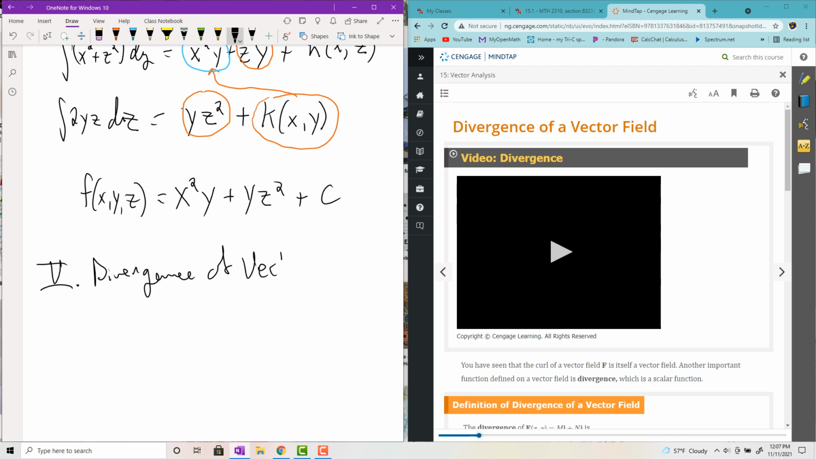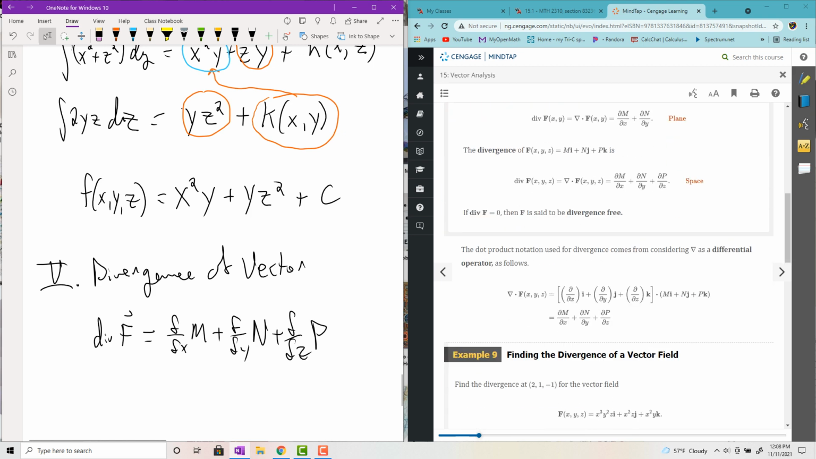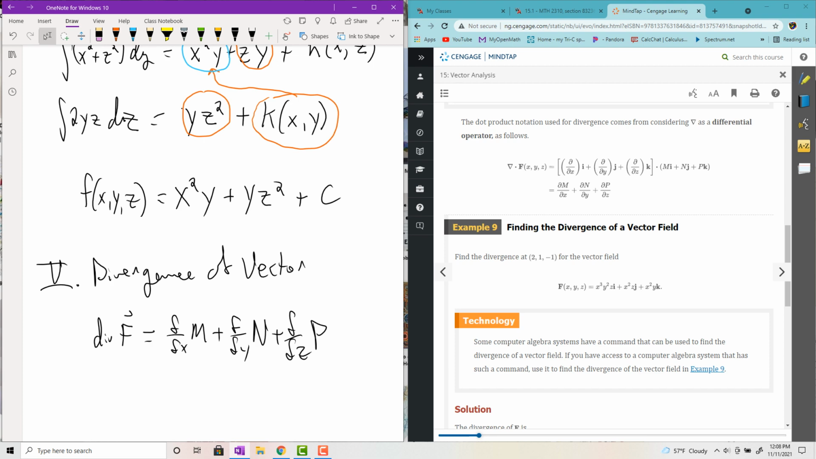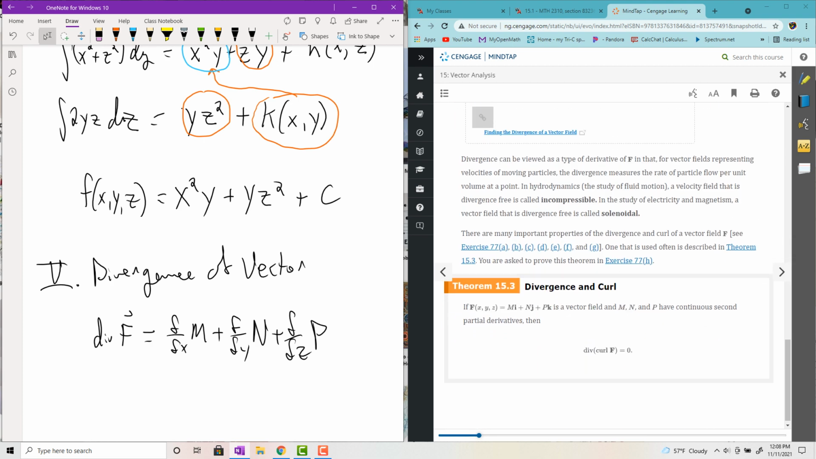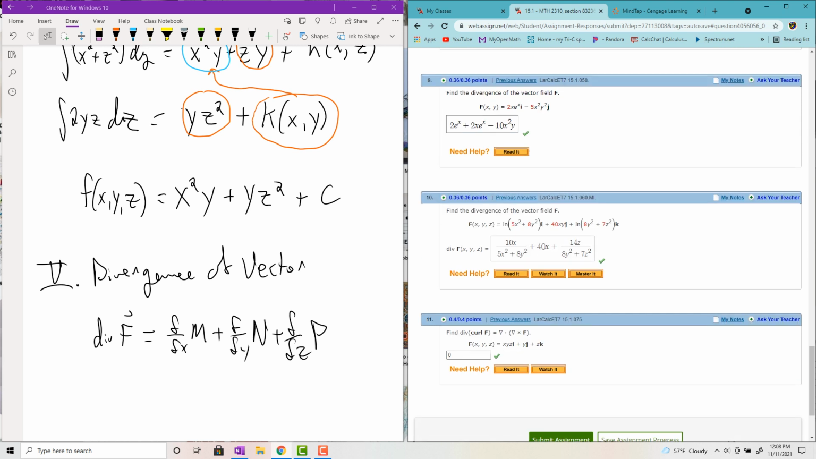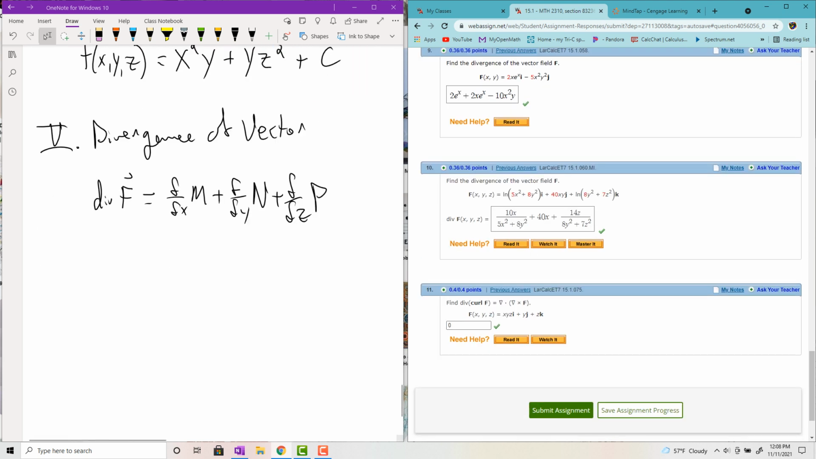of the vector field. This one's a little easier to pull off. It's basically just the sum of the partial derivatives. So the divergence of some vector field f is going to be the partial derivative with respect to x of the first component, plus the partial derivative with respect to y of the second component, plus the partial derivative with respect to z of the third component, assuming it's a space field, but not a big deal. Let's see if we can do one of these. The only reason why they're hard is because they give you some crazy vector fields.